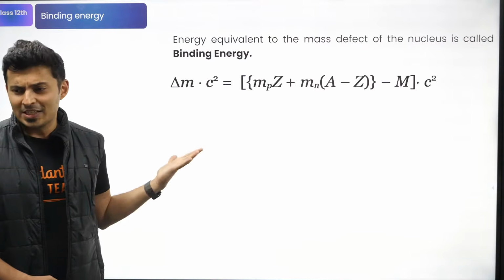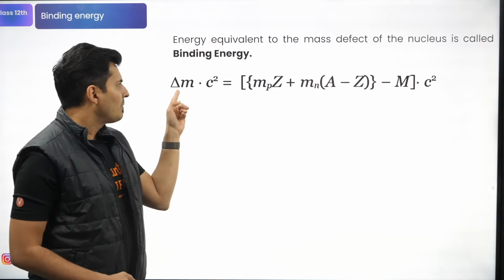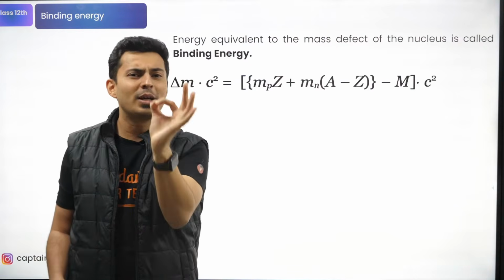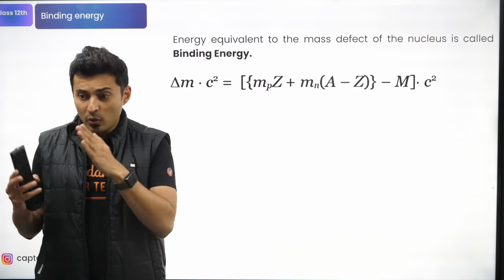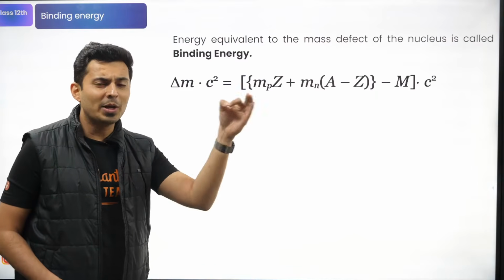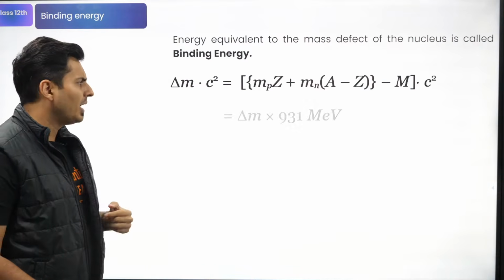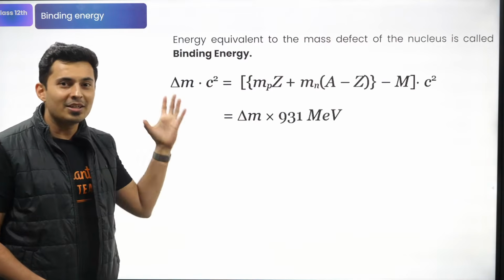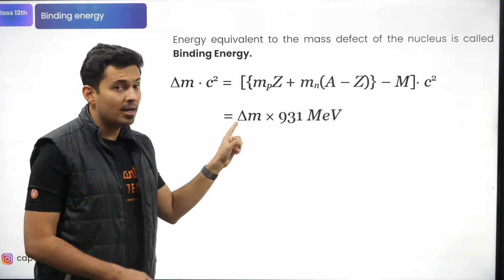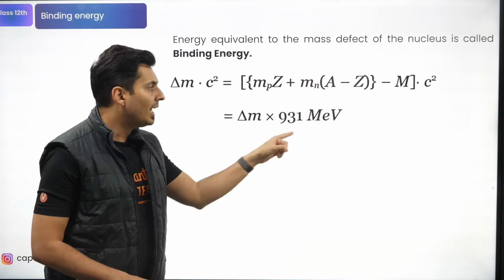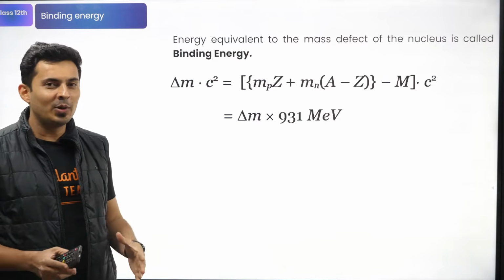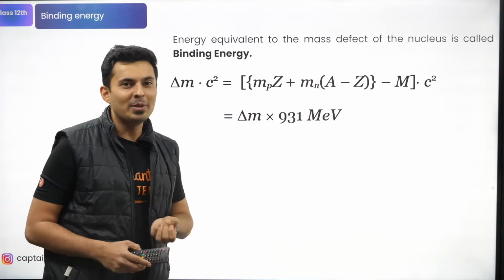Alright, and this binding energy, simply put, is the mass defect into c square. Now usually these mass defects, like I told you, are very small. You would not prefer to write these masses in terms of kgs. You would generally write them in terms of atomic mass unit. And when you convert it into atomic mass unit, the energy which is released, or simply put the binding energy, comes out to be delta m in atomic mass unit into 931, where this is mega electron volt. That's a tremendous amount of energy which is created for even the teeny mini masses out there.